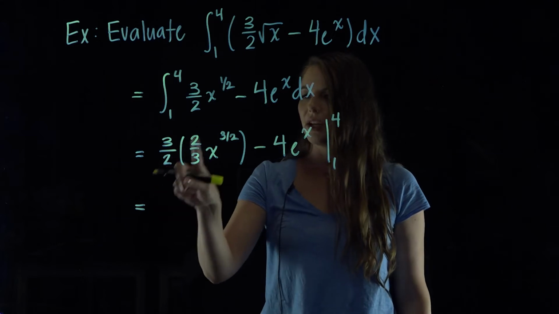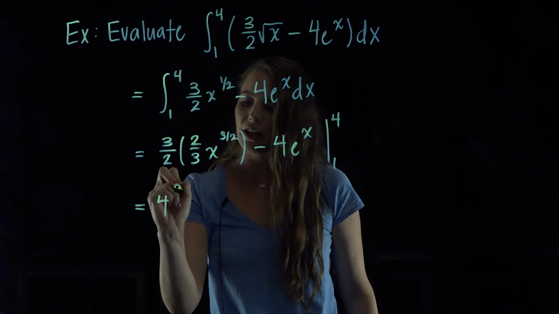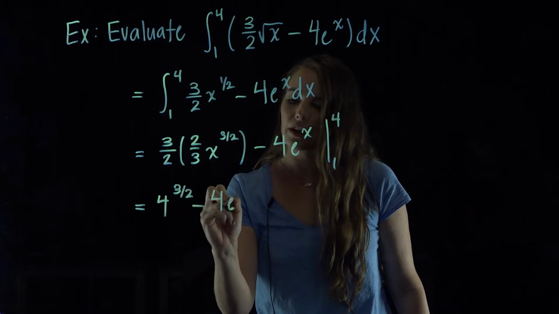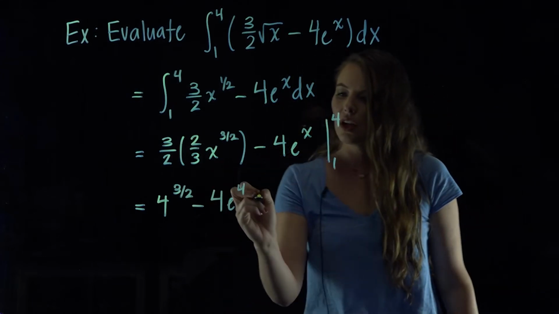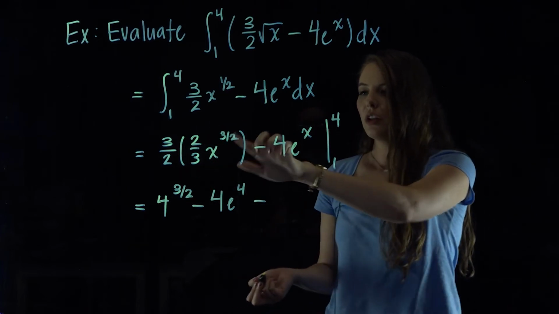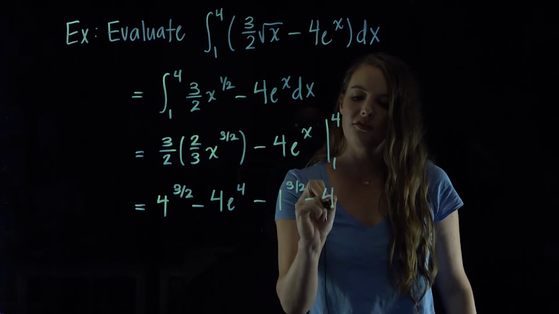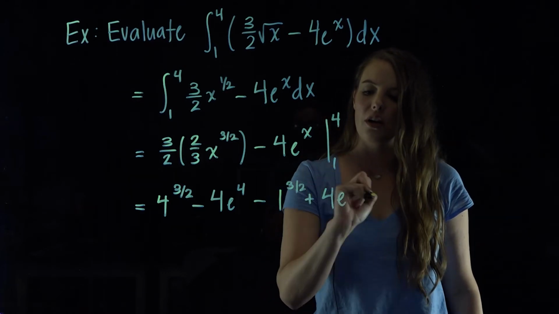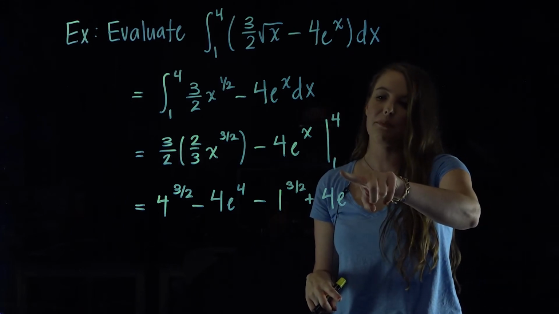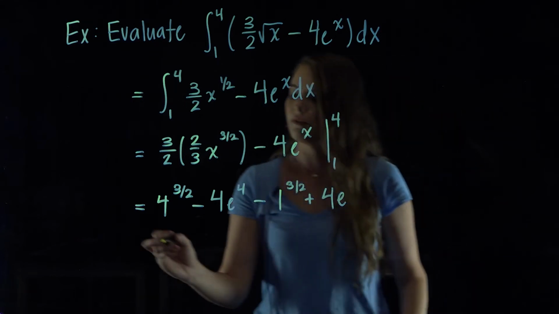On the first term, 3/2 times 2/3, that gives me 1. So that term just simplifies to 4 to the 3/2 minus 4e to the 4. And now we're going to subtract off the bottom bound, so that's going to give me 1 times 1 to the 3/2 minus, plus 4e to the 1. This is going to be a plus because we are subtracting from the bottom bound, so we would have minus and negative does make that positive.